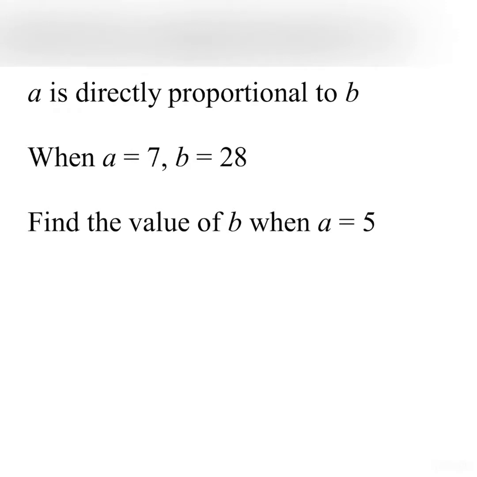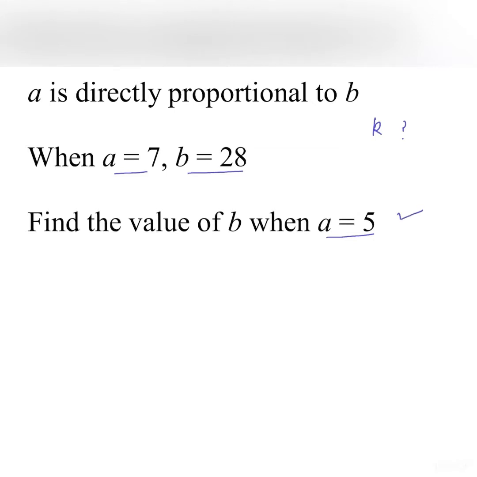Okay, we can look at this example. It says A is directly proportional to B. When A is 7, B is 28. Find the value of B when A is 5. So we have not been given a constant in this question. That's something that we need to find for us to answer this part of the question.